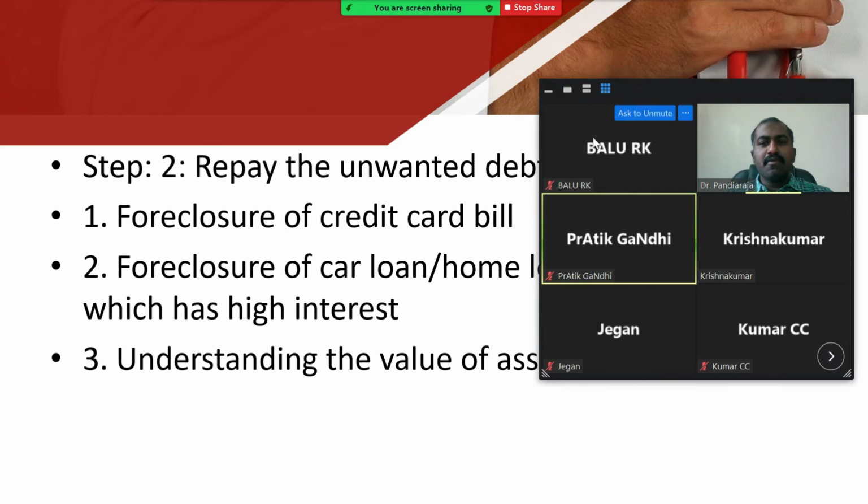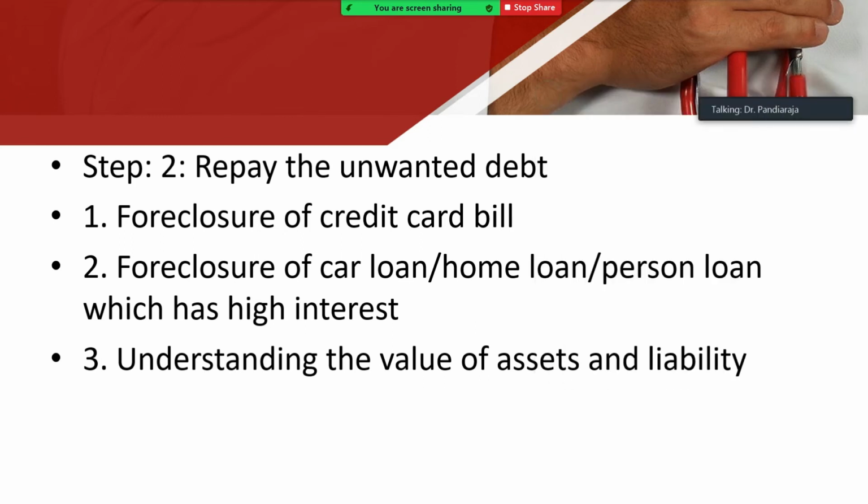Second important thing is foreclosure of home loan, car loan, or personal loan with a high interest. Third is understanding the value of asset and liability. Some people, if they have money, will try to buy things which may not be a real asset, actually a liability. Liability means taking money from you. There is a different concept between asset and liability. An asset is something that is going to give money to you. A liability is a product which, even once you have got it, is going to take money away from you.